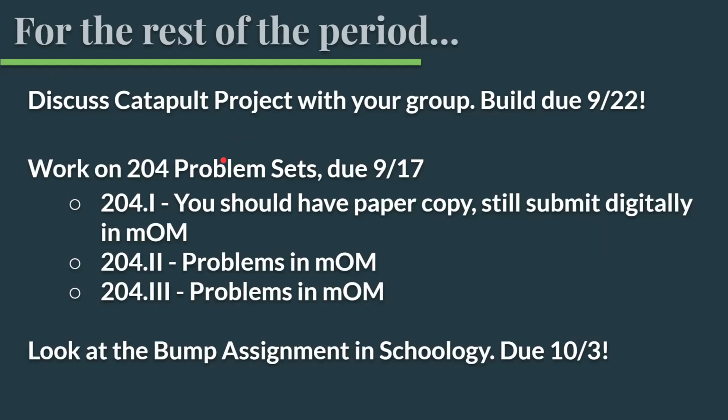Okay, guys, that is it for today's notes. What I'd recommend you do right now is discuss your catapult project with your group, and if anybody doesn't have a group, I need you to come talk to me so I can get that fixed for you right now. Because your build is due on the 22nd, and that's going to be here faster than you think. 204 problem sets are due the 17th. If you haven't already done so, there is a paper copy of the workbook pages up there. Please grab that. The rest of it's in my open math. And then if you haven't glanced at that bump assignment yet, that would be a great idea to do so right now if you're considering doing that. Go ahead and get to work. You guys have about 15 minutes. If you have questions, let me know. But these are things that you can be working on right now.